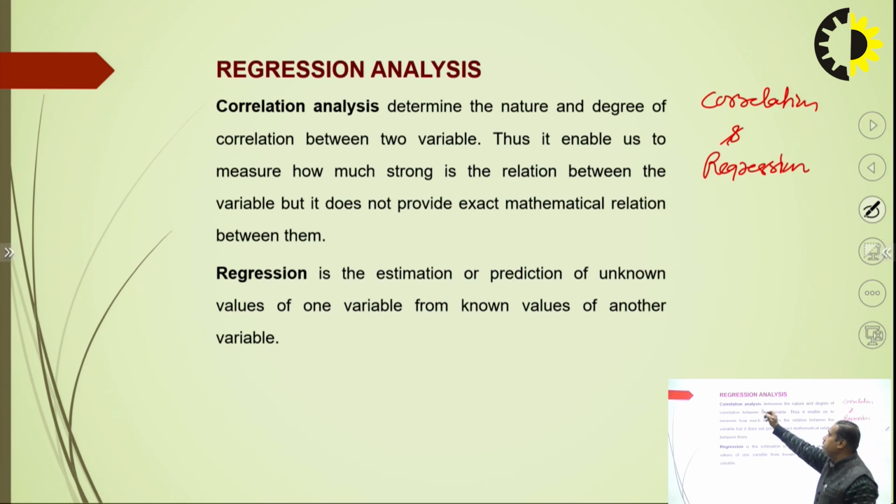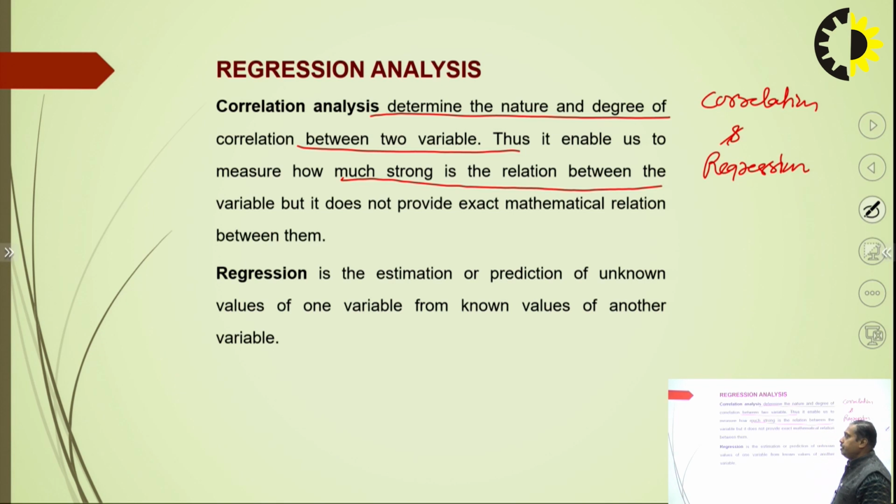Correlation analysis determines the nature and degree of correlation between two variables. First, there are two variables, and how strong is the relation between them. Among two or more variables, how are they related, how strongly are they related, are they positively related, negatively related, or related in some other way. We have to establish and study this in correlation. But our topic here is regression.